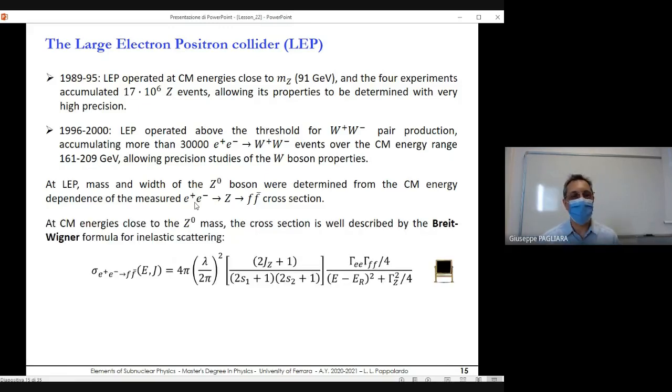And at center of mass energy close to the mass of the Z, as we know, the cross-section is described by Breit-Wigner. So we are essentially producing a Z resonance, okay? So you see here the Breit-Wigner function that we already discussed, but let me give you some more details on the blackboard.